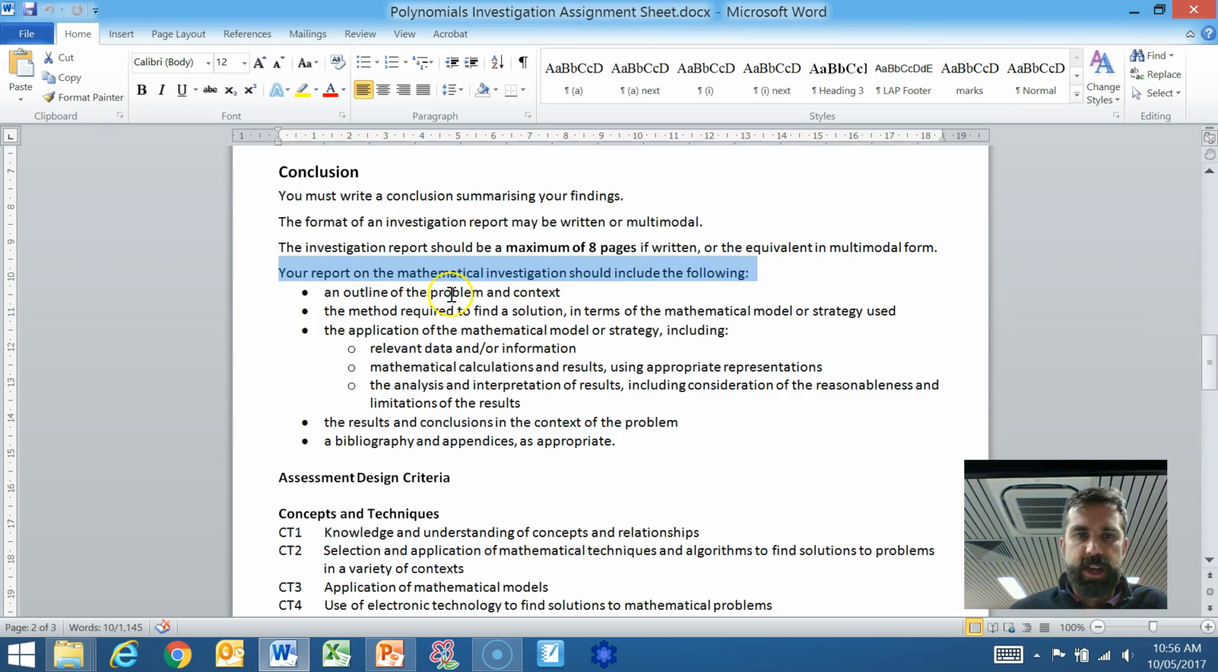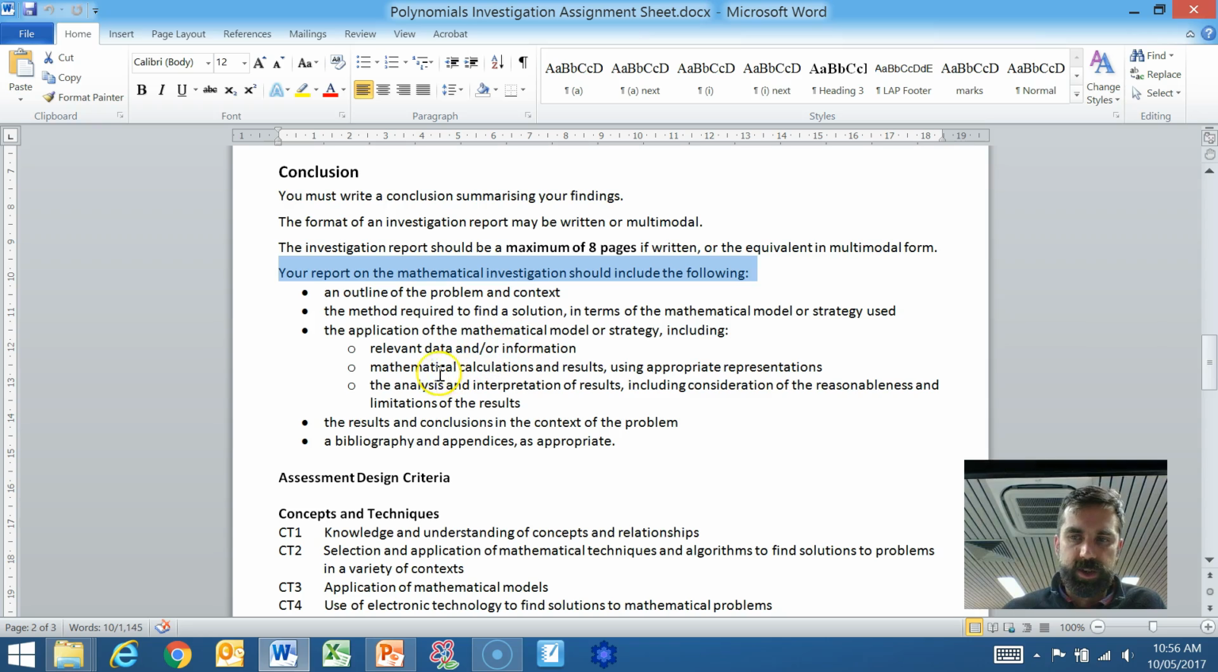So basically what you need to have is an outline of the problem and the context, the reason for wanting to solve the problem. You need to describe what method you're going to use or what sort of strategy you're going to use, which in this case is graphing different polynomials and looking at the roots and the turning points and the points of inflection and trying to come up with a conjecture around those. So you need to put that in your own words.